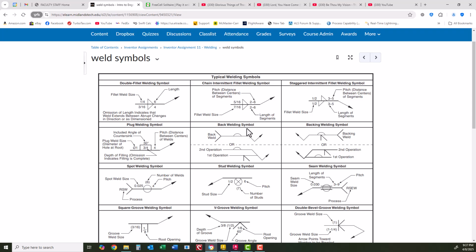Now the welds that we're going to be concerned with are going to be the fillet weld, which is pretty common.